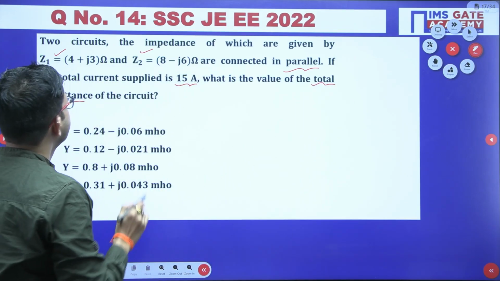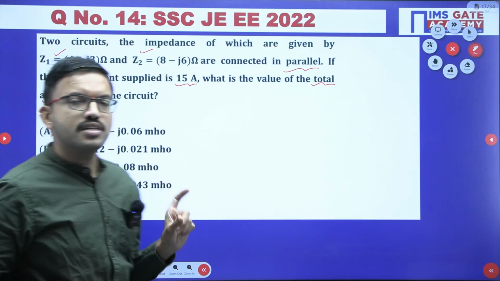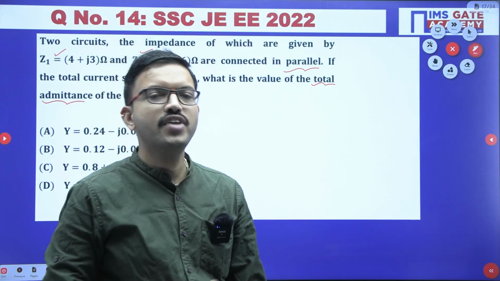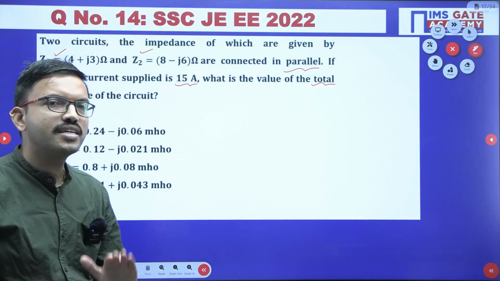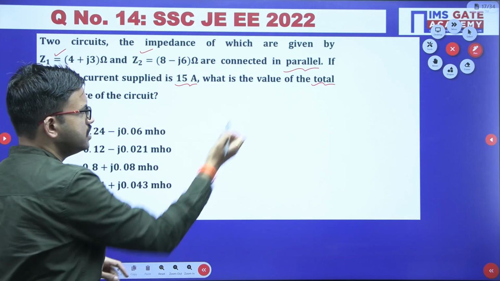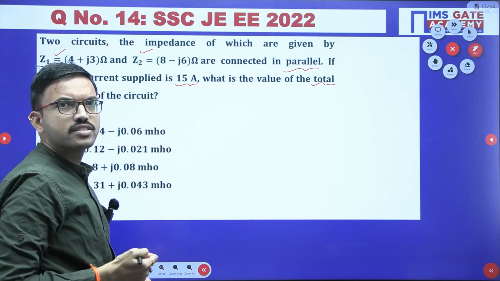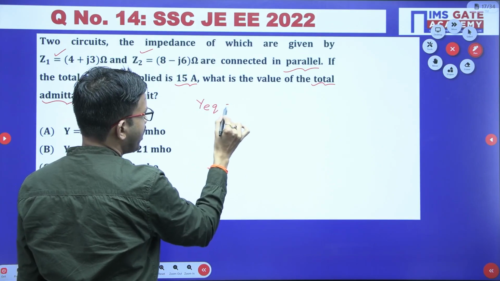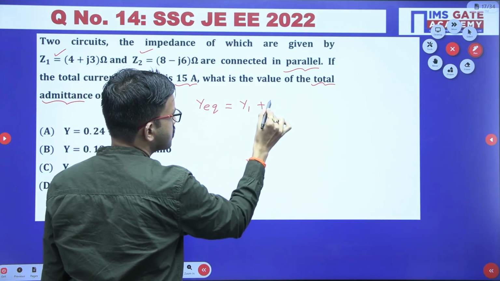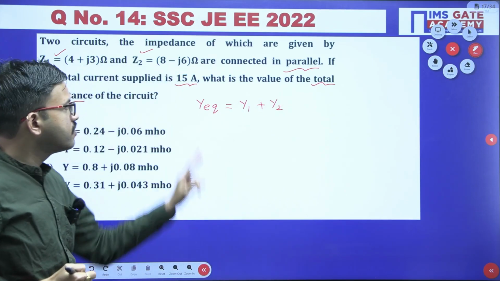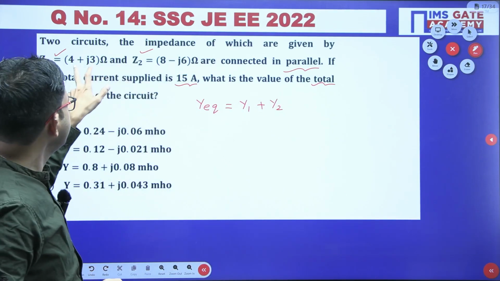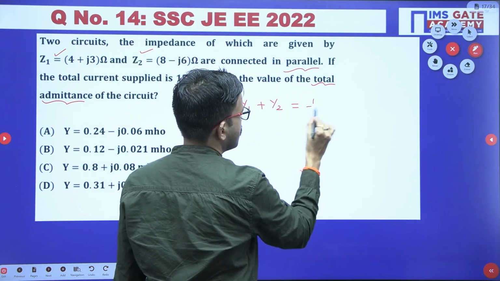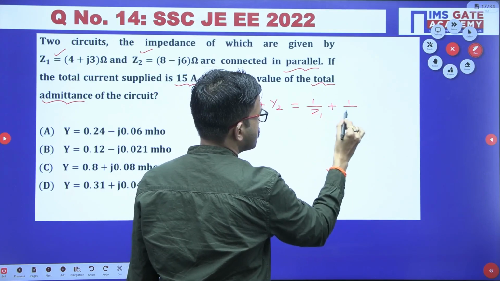If the elements are connected in series, we can add the impedances. Similarly, if the elements are connected in parallel, we can add the admittances. In this question, they are asking the equivalent admittance. So I am writing Y equivalent equals Y1 plus Y2. Now Y1 is nothing but 1 by Z1, and Y2 is nothing but 1 by Z2.